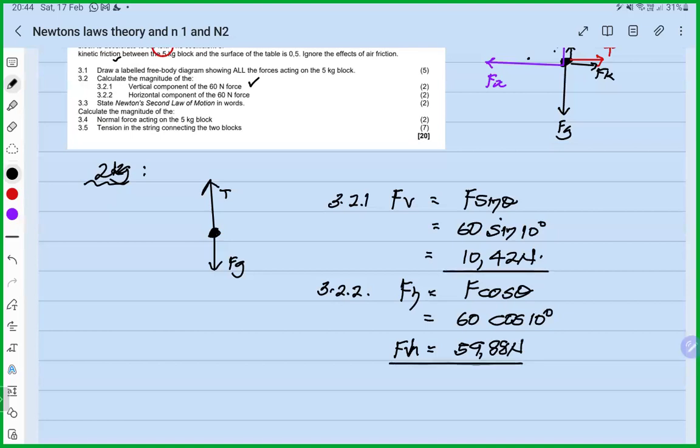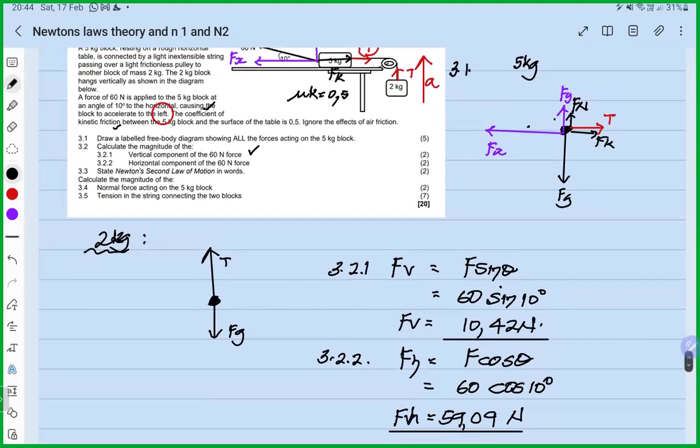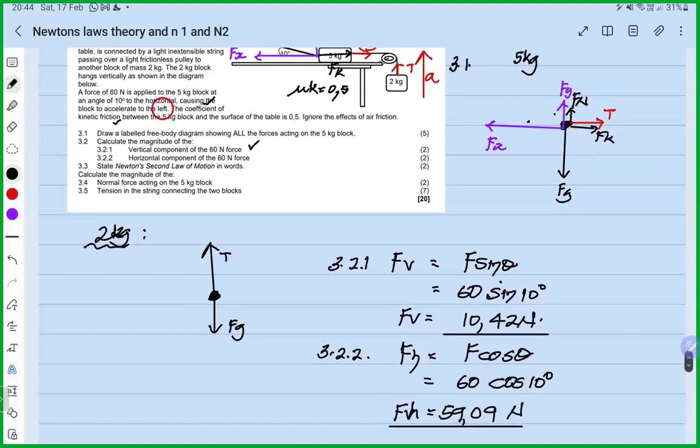So it's 0.9... 0.09, sir. Sorry. Sorry, just say that answer again. 59.09. So for question 3.2.2, is the answer negative or positive? You will only put the answers to be negative or positive when you're doing a calculation, because here they only want the magnitude. Okay, sir, thank you.